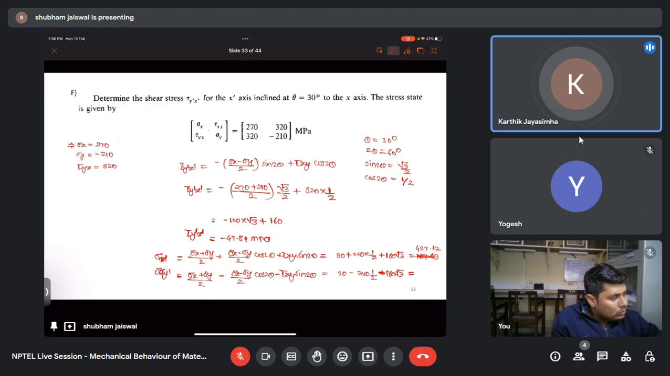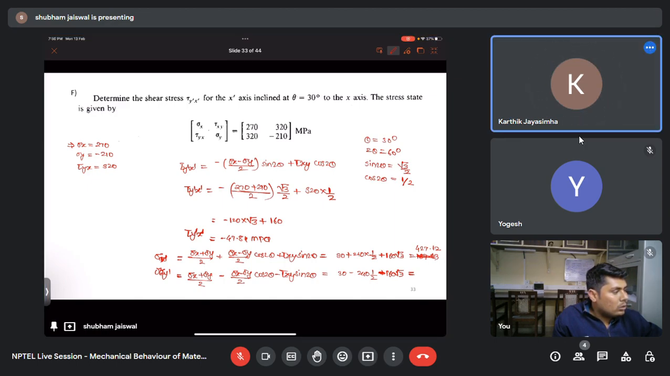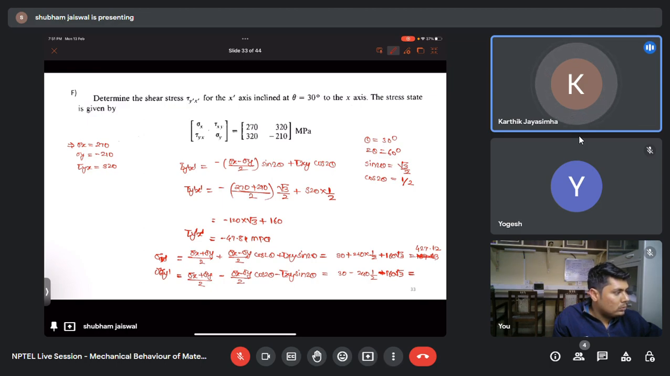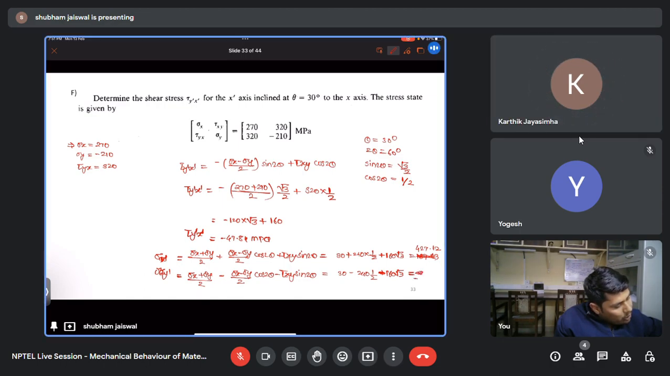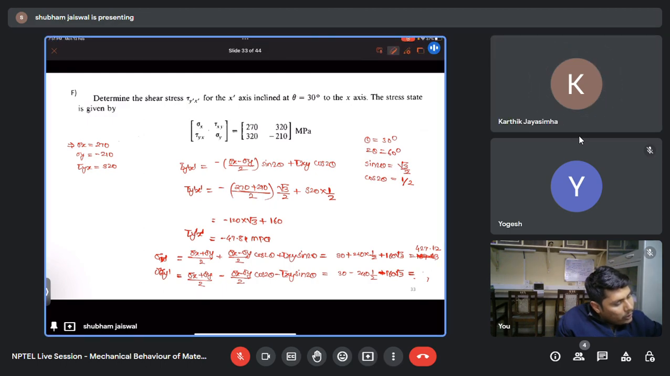Yes, sir. 427.12. Correct. And that one, sigma 2, comes out to 30 minus 120, that is minus 90. So 30 minus 120 minus 277.13. Minus 277... No, sorry, sir. 367.13. Minus 367.13.